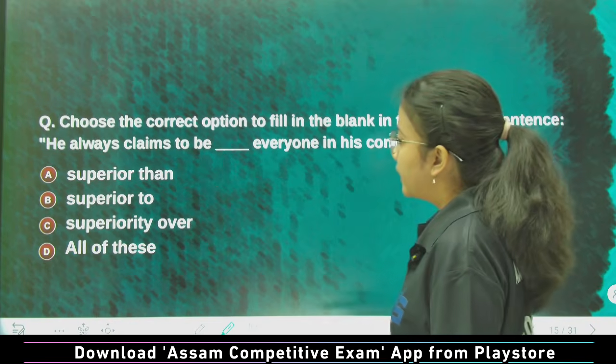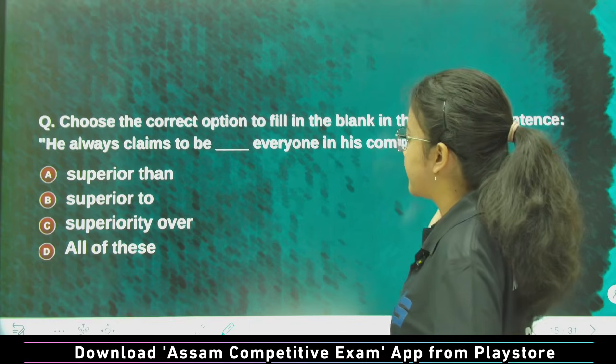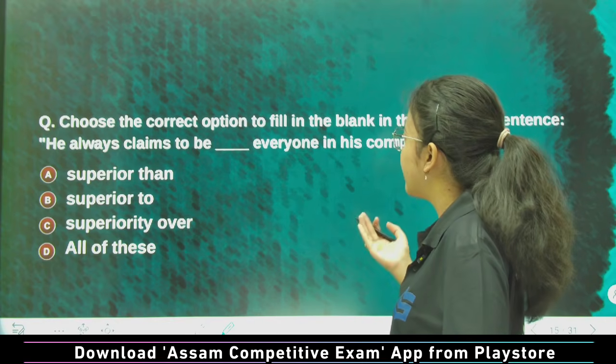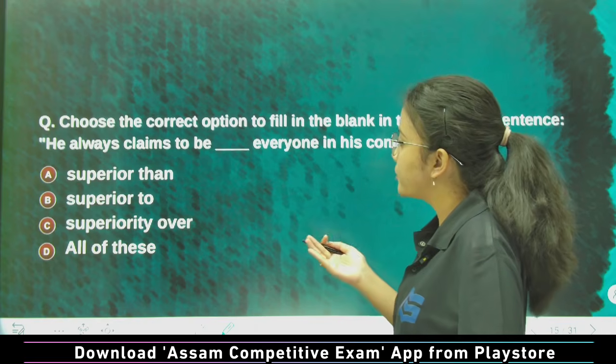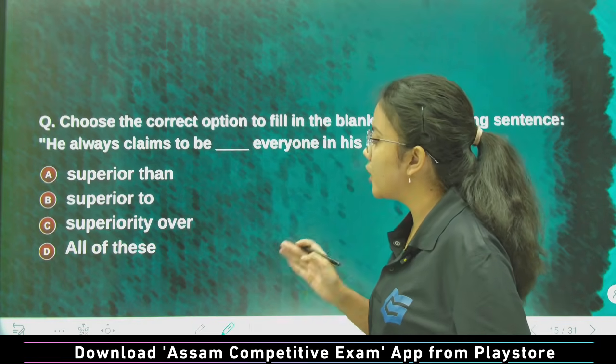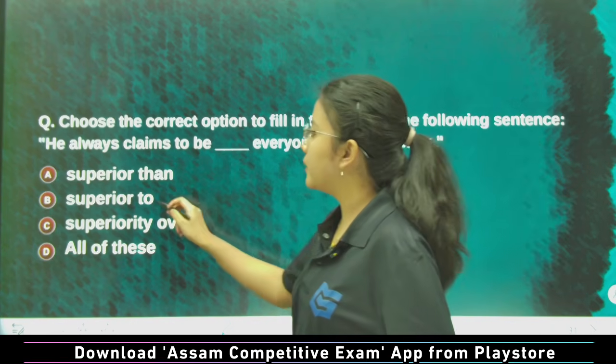Next, choose the correct option to fill in the blank in the following sentence. He always claims to be dash everyone in his company. Options are superior than, superior to, superiority over, all of these. Answer will be superior to.